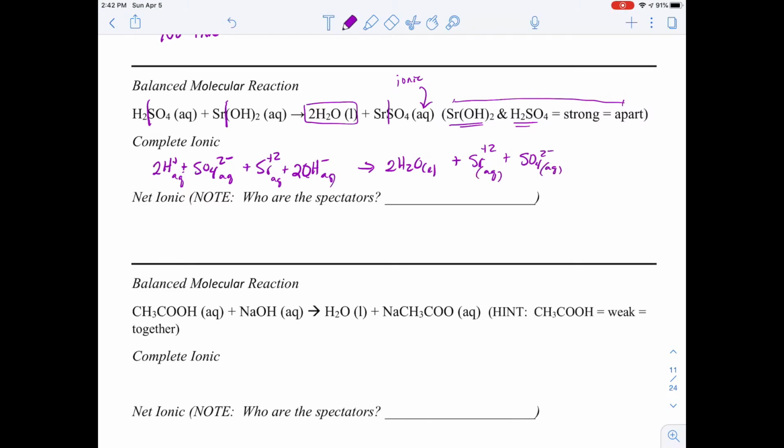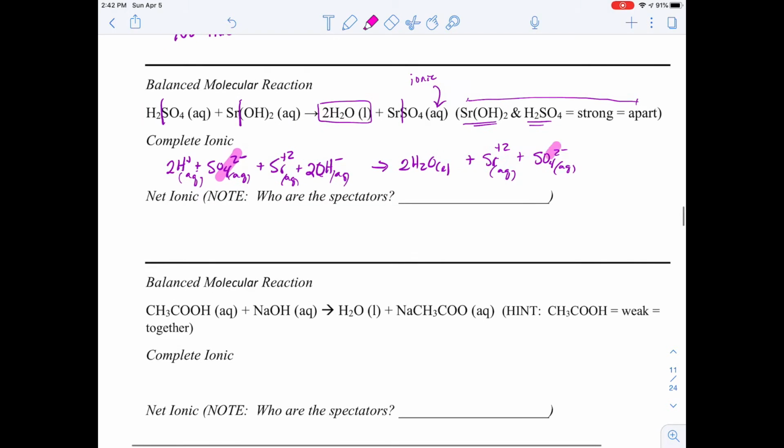You should have parentheses. Sometimes they get lazy. You can tell I'm getting tired of writing all those AQs and everything in. So now we're going to cancel stuff out. SO4 cancels with SO4. Yep, I got the same number in front. I didn't drop anything. And then Sr cancels with Sr. So those are my two spectators.